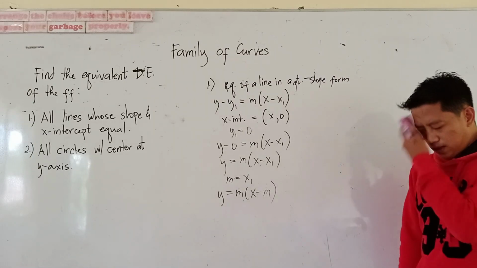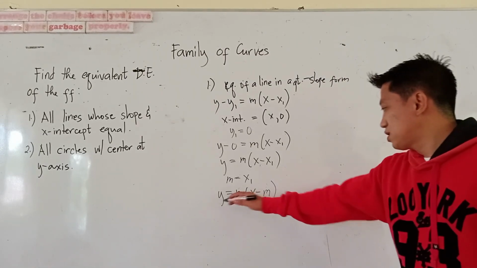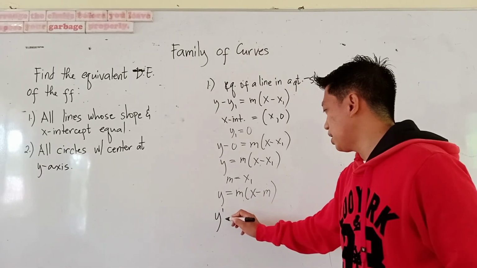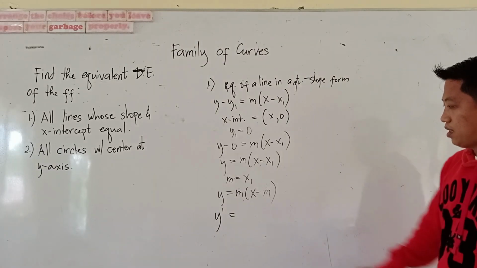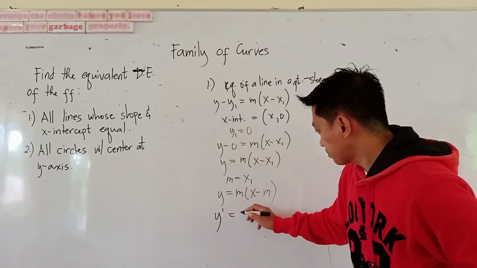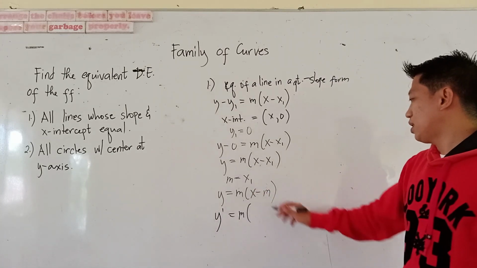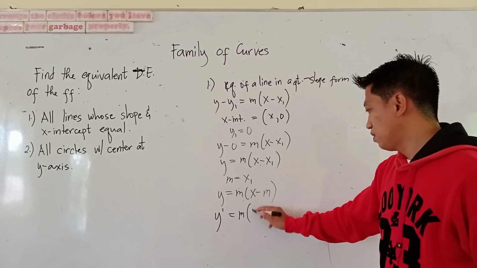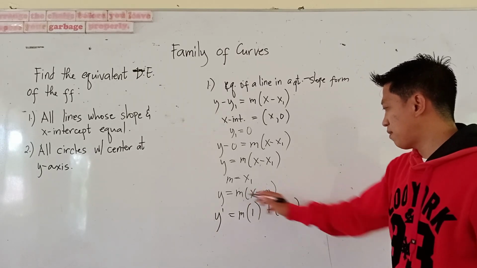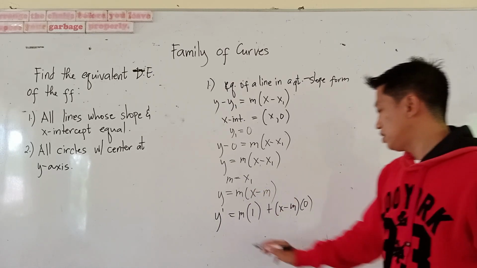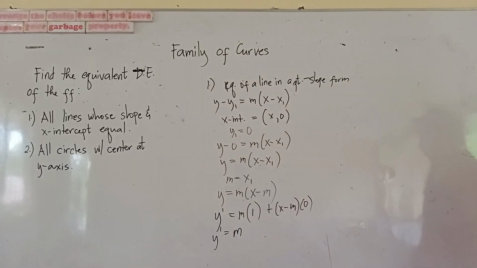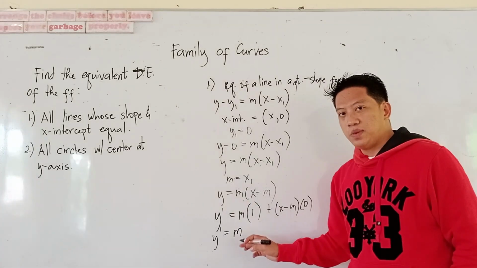Now, we are going to differentiate this function. So, what is the derivative of y with respect to x? That is y prime. Then, using the product rule, we are going to differentiate this. So, we have m times the derivative of x minus m is 1, plus x minus m times the derivative of a constant, that is 0. So y prime is equal to m mga boss. So kung nakita nyo, meron pa tayong arbitrary constant mga boss.